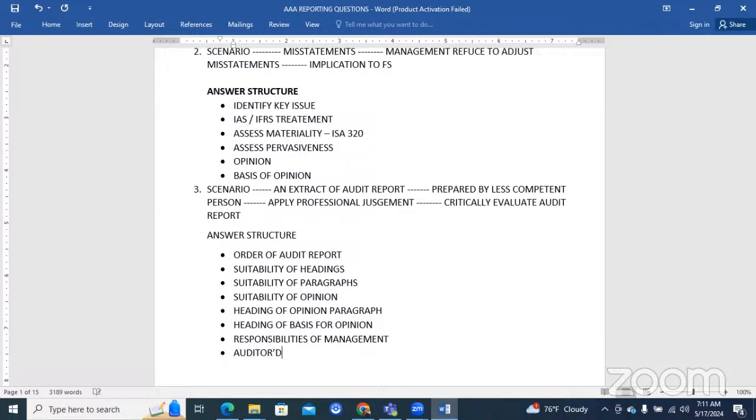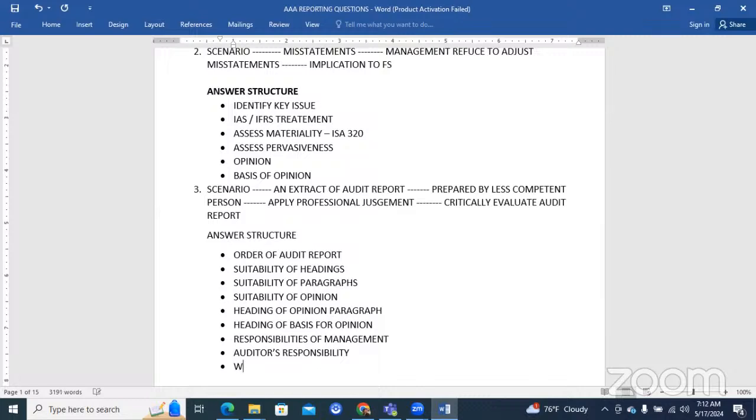Likewise, auditor's responsibility. For example, ISA 240 speaks about fraud. Who is primarily responsible for fraud? Management. But in the audit report, the auditor mentioned it is the auditor's responsibility to report fraud. That is also a problem. So all these are responsibility related issues.